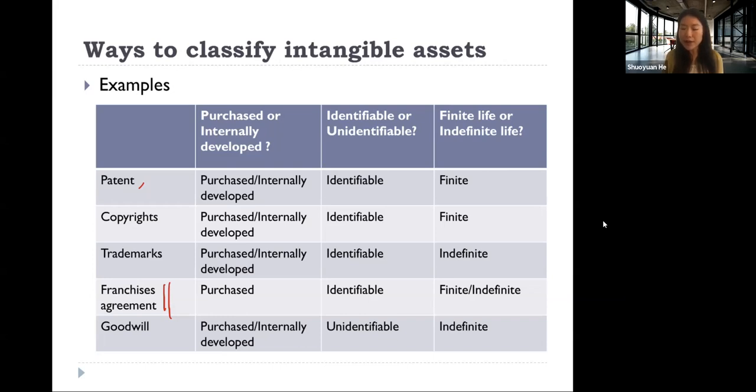And with regard to identifiable or unidentifiable, all of them except goodwill are identifiable. The only unidentifiable is goodwill. And finite life or indefinite useful life: patent has a finite useful life. Copyright is also finite. Trademark has indefinite. Franchise agreement can be either finite or indefinite. Goodwill has indefinite useful life.